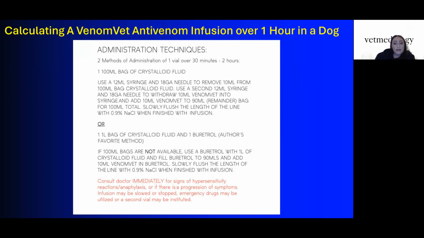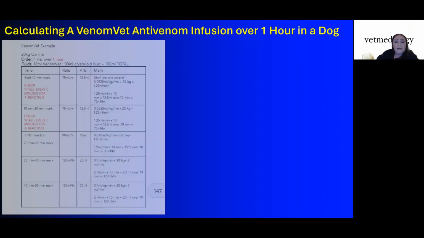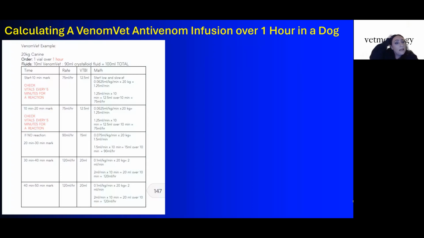Consult a doctor immediately for signs of hypersensitivity reactions or anaphylaxis, or if there's a progression of symptoms. Infusion may be slowed or stopped. Emergency drugs may be utilized, or a second vial may be instituted. I know some DVMs that will use 20 vials. So it's really very variable and patient dependent.